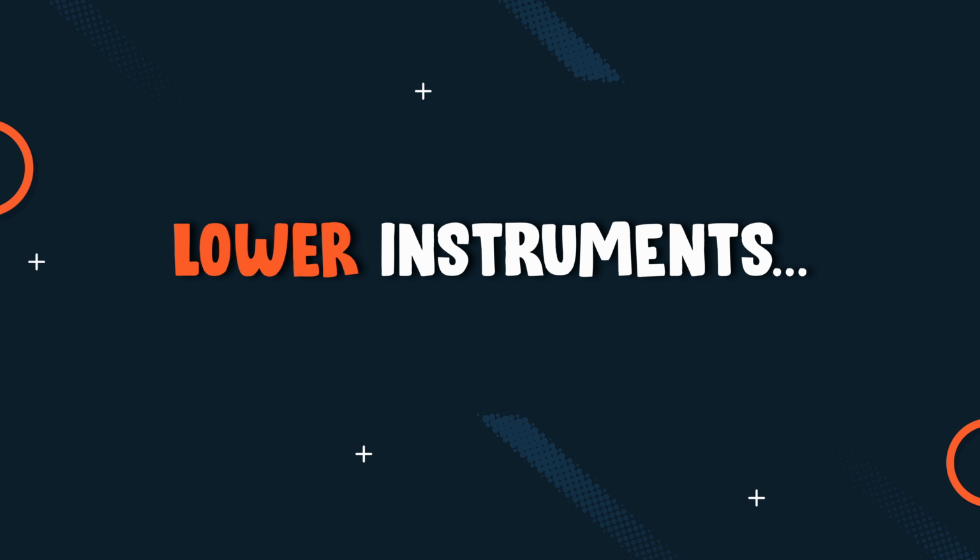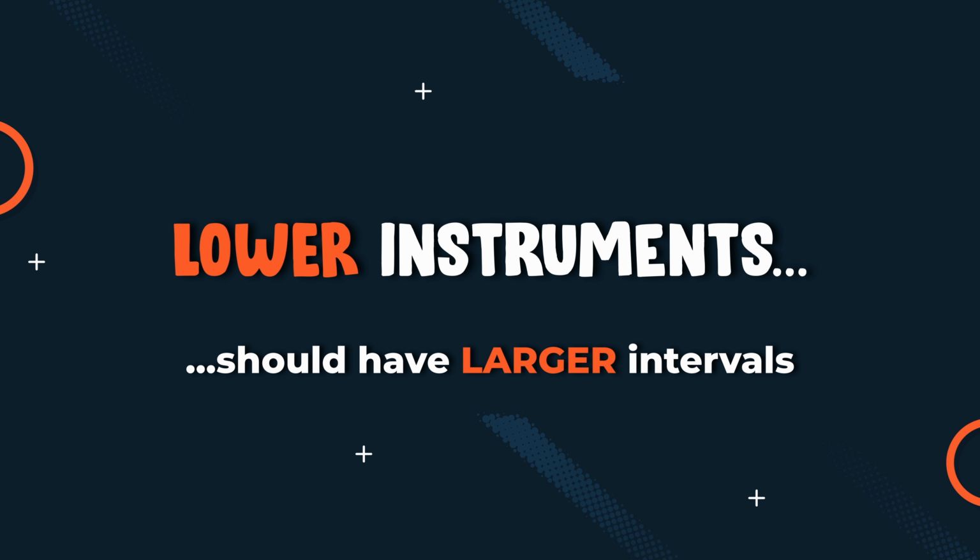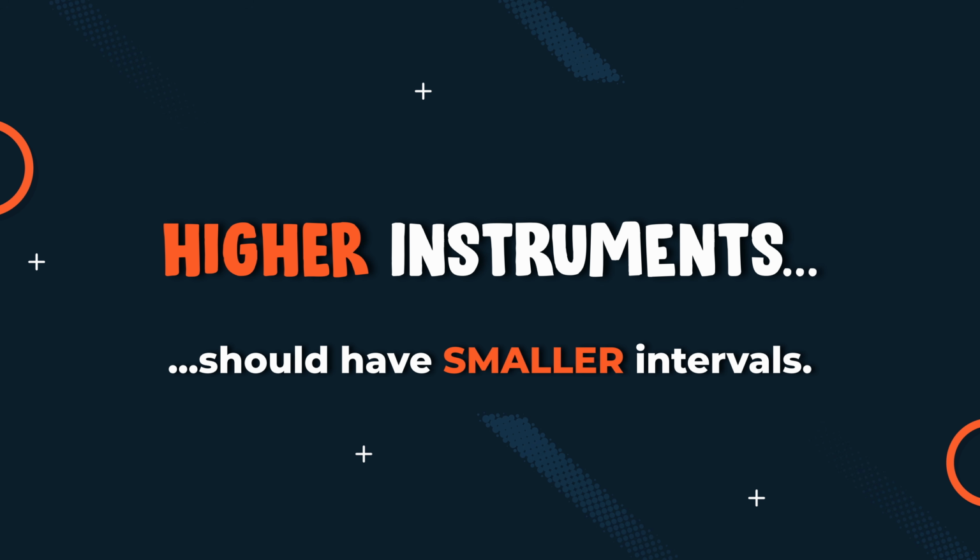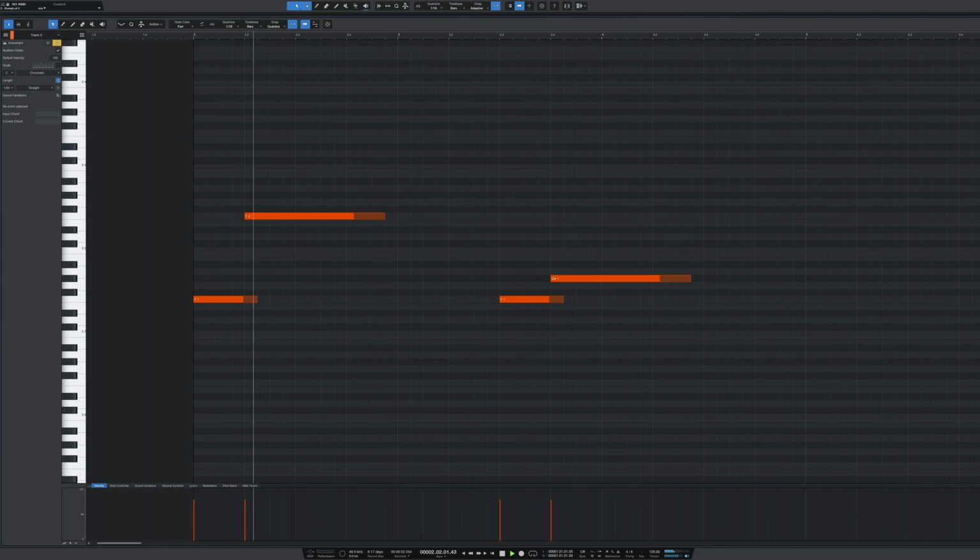Second, lower instruments should have larger intervals of notes playing together, and higher instruments should have smaller intervals. Intervals are distances between notes. For example, this is a large interval, and this is a small interval.